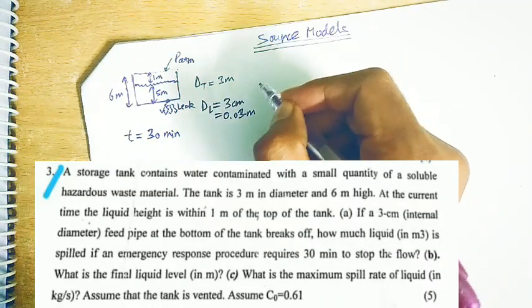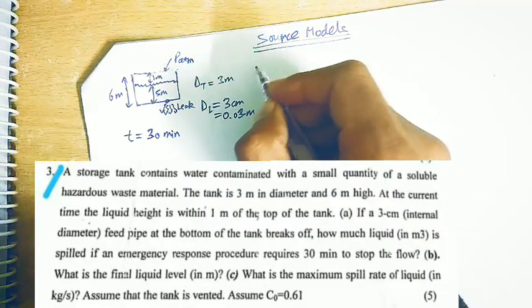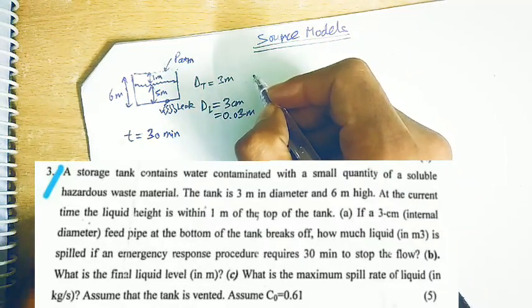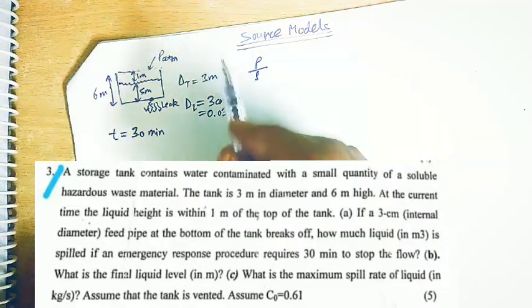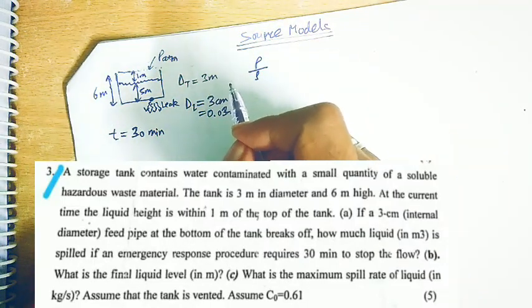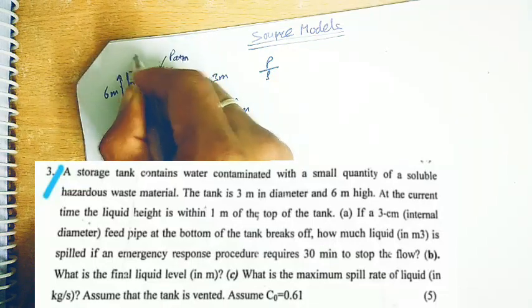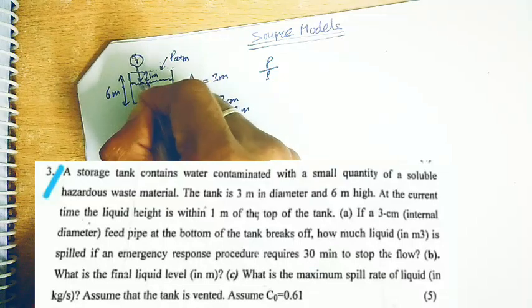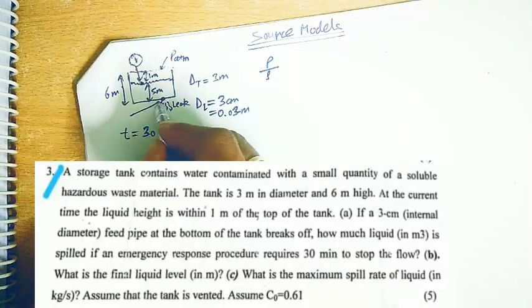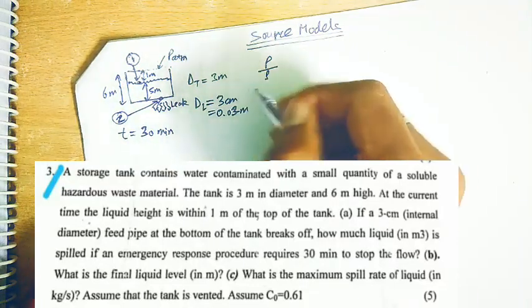So as we have seen in the previous videos of these source models, we have to just start with our Bernoulli's equation. If you don't remember anything, if you don't know how to go about the question, just start from the Bernoulli's equation itself. So first we will take 2 points where Bernoulli's equation could be applicable. Our first point is the top of the tank, the liquid level, this point, and our second point is the leak point. So these are the 2 points where we will apply Bernoulli's.